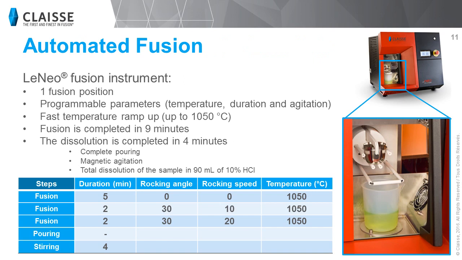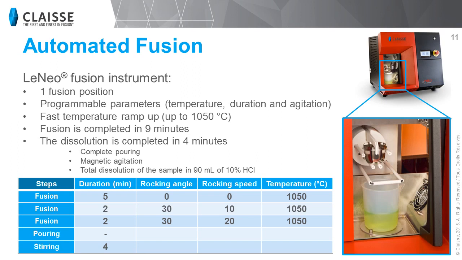In order to prepare the sample by borate fusion, a Claisse LeNeo electric fluxer was used. This single-position instrument is heated by electric resistance and it can prepare one sample at a time. Like all Claisse fusion instruments, LeNeo is fully automated, safe, and simple to operate. The fusion method used is shown in the table on that slide. The total duration of the method, including the dissolution of the sample, was 13 minutes.